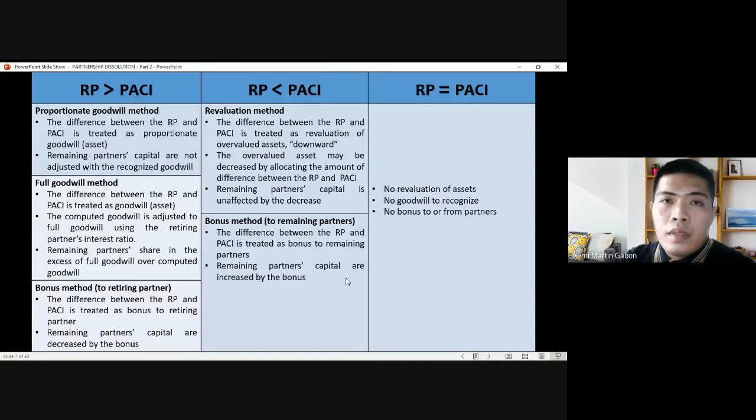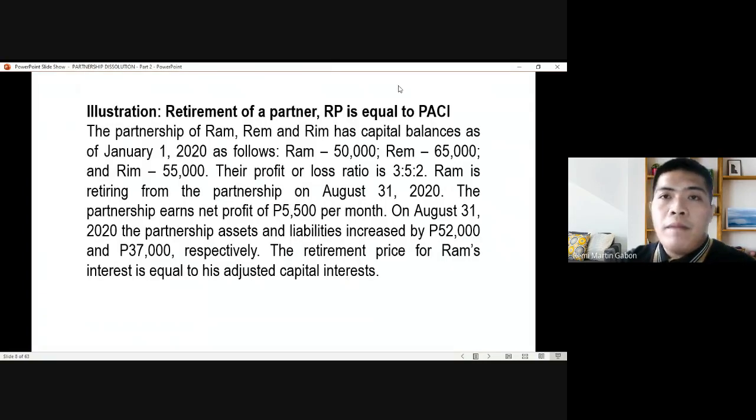Okay? So let's have it in the problem solving. Retirement price is equal to partners' adjusted capital interest. So partnership of RAM, REM, and RIM has capital balances of 50,000, 65,000, and 55,000 respectively with 3 is to 5 is to 2 ratio. Ram is retiring from the partnership on August 31, 2020. So take note of this date. We need this date because we need to adjust everything up to this date.